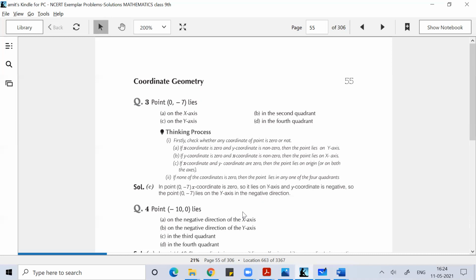The 10th question: if the y coordinate of a point is 0, then the point will always lie on the x-axis. The point minus 5 and 2 lies on the second quadrant, and 2 comma minus 5 on the fourth quadrant. If the perpendicular distance of point P from the x-axis is 5 units and the foot of the perpendicular lies in the negative direction of the x-axis, then the point P has y coordinate 5 or minus 5, I think it's option D. You understood this question? Yes, sir.